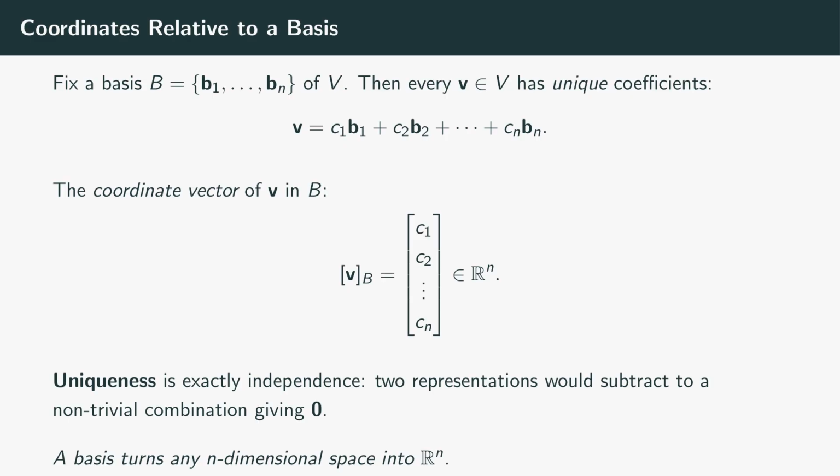The consequence is sweeping. Once you fix a basis, every n-dimensional space, whatever its vectors are made of, turns into Rn, with each vector standing in for its list of coordinates. The abstract space and the familiar tuple space become two views of one thing.